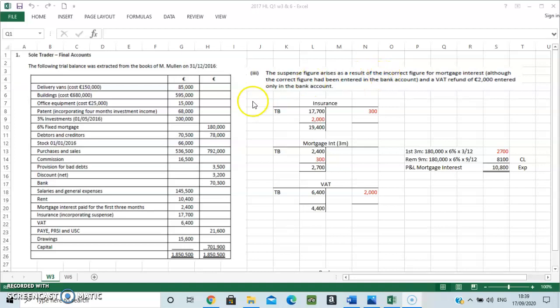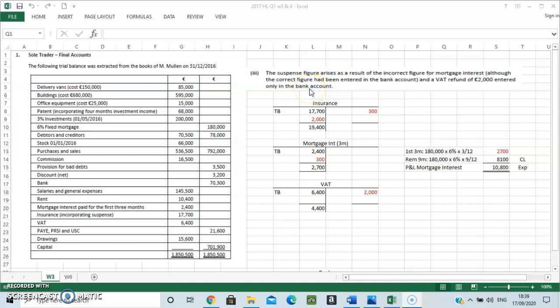Now, just before we even continue there, I'm just going to go and look. This is the suspense figure down here, and it's incorporated into insurance. So it's leaving insurance as 17,700, which insurance is not actually. But we'll get the true figure in a moment. So it arises as a result of the incorrect figure for mortgage interest, although the correct figure has been entered in the bank account, and a VAT refund of 2,000 entered only in the bank account.